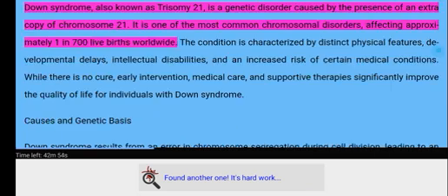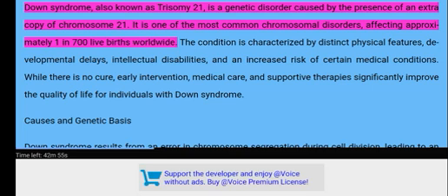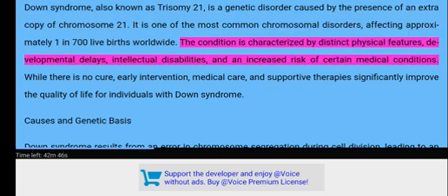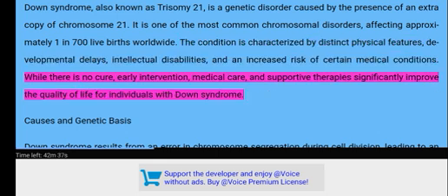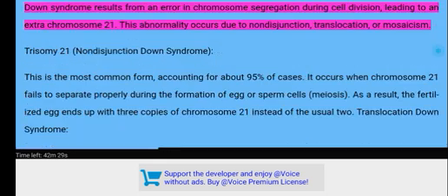Introduction. Down syndrome, also known as trisomy 21, is a genetic disorder caused by the presence of an extra copy of chromosome 21. It is one of the most common chromosomal disorders, affecting approximately 1 in 700 live births worldwide. The condition is characterized by distinct physical features, developmental delays, intellectual disabilities, and an increased risk of certain medical conditions. While there is no cure, early intervention, medical care, and supportive therapy significantly improve the quality of life for individuals with Down syndrome.